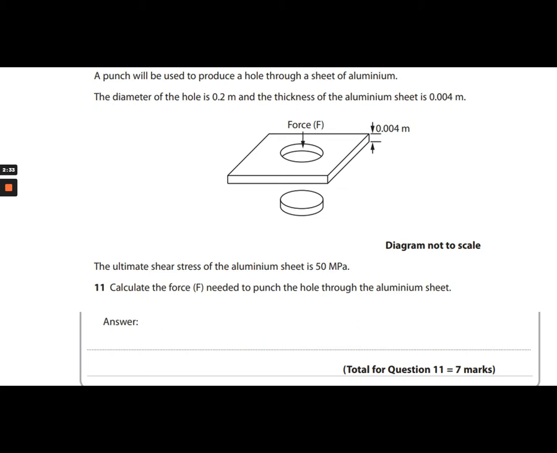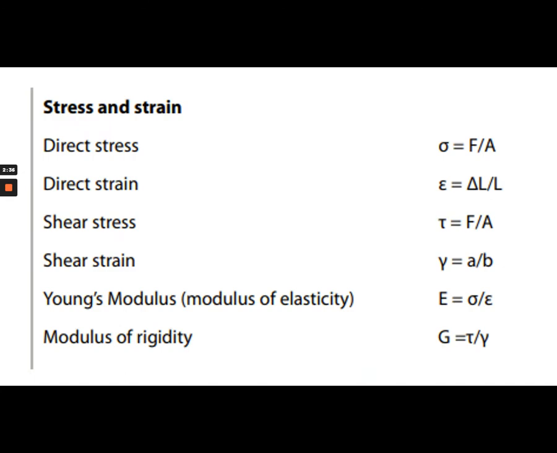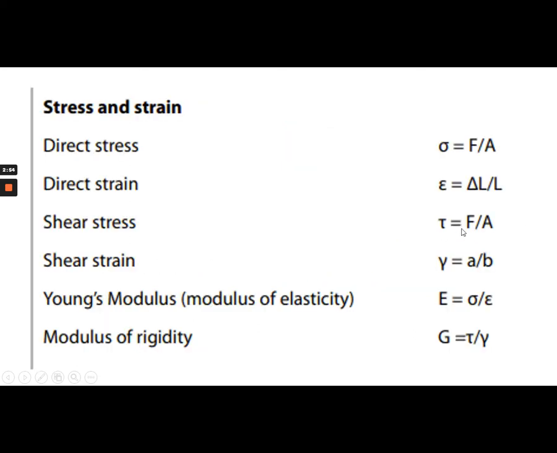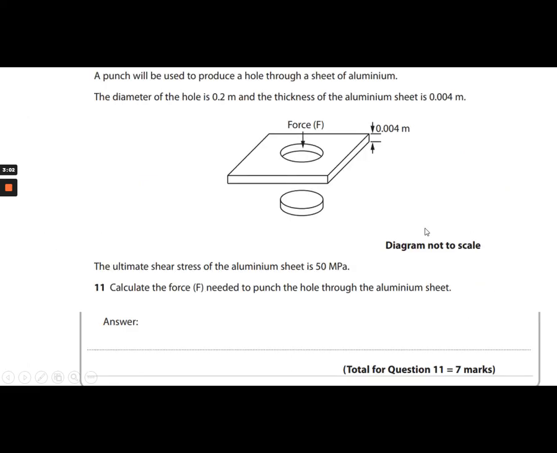As soon as you see that phrase, shear stress, you would go to page 5 and you'd find here, shear stress: force over area. There we go, force over area. So that's all you've got to do. Well, if only, because this is why it's worth 7 marks. They're asking you to calculate the force. So rearranging this, it would be your stress multiplied by your area equals your force. We have the shear stress, 50 megapascals, so all you've got to do is multiply it by the area.